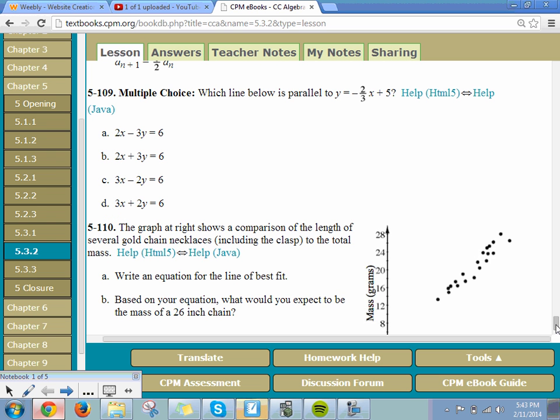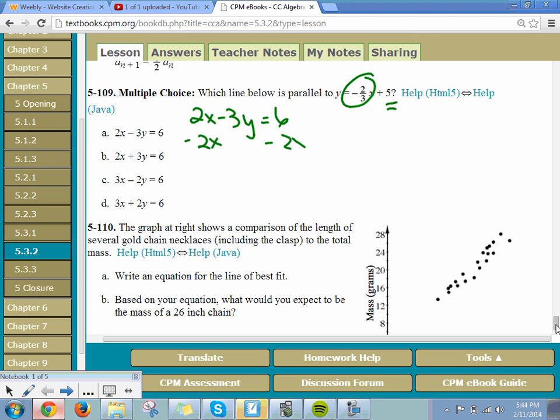And in 109, almost there, 2 problems left. Multiple choice. Which line below is parallel. Oh boy. So we have to think about what it means for something to be parallel. If something is parallel, that means they're going to have the same slope. So I'm looking for an equation that's going to have a slope of -2/3, and then they'll have a different starting value. So let's see how we can do this.